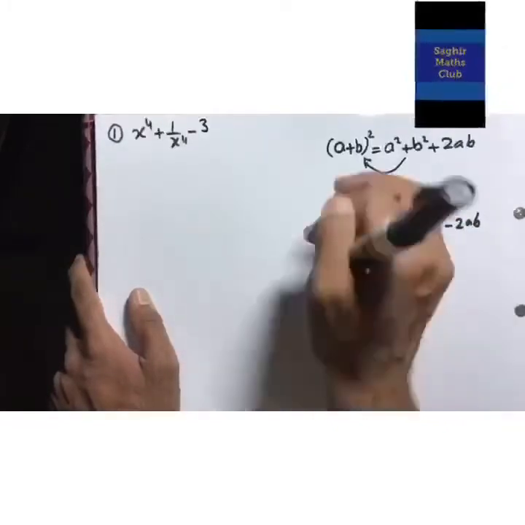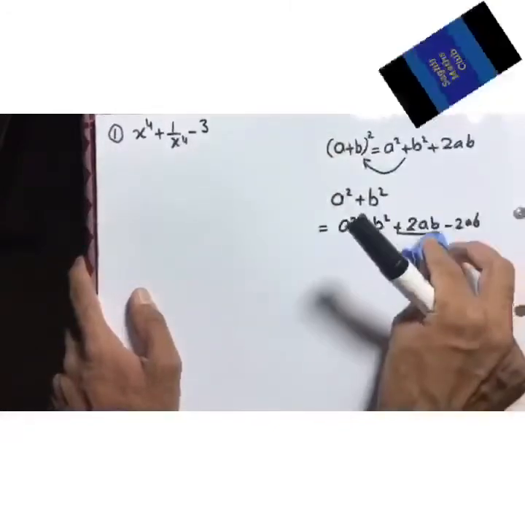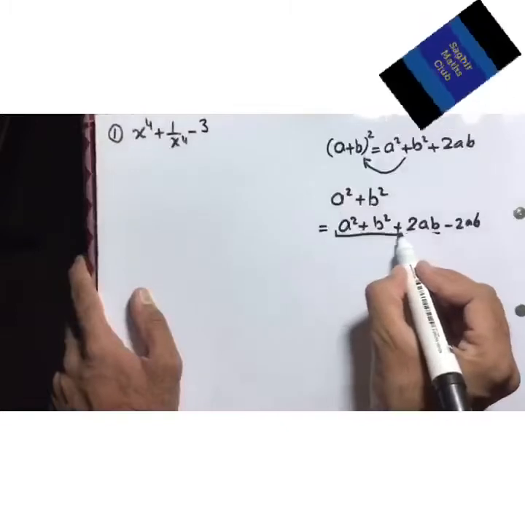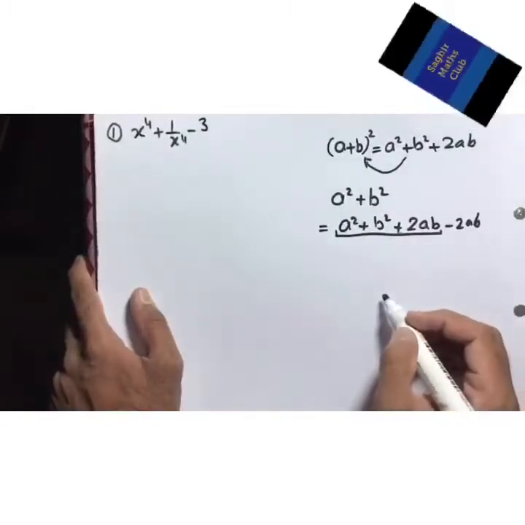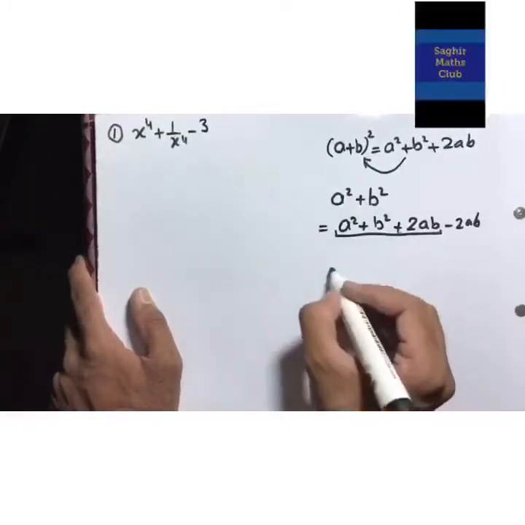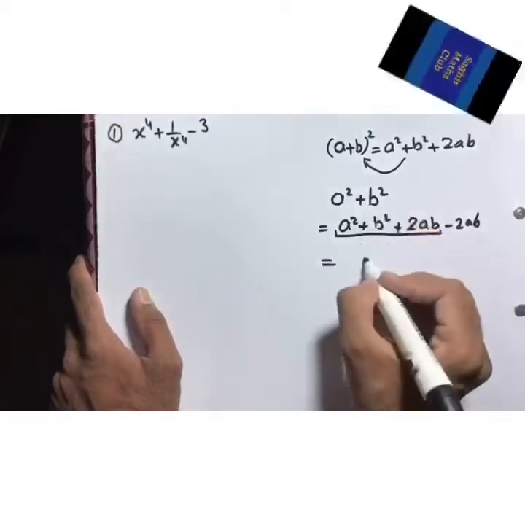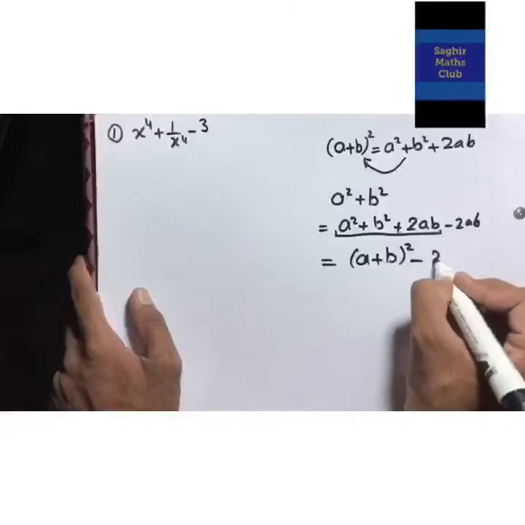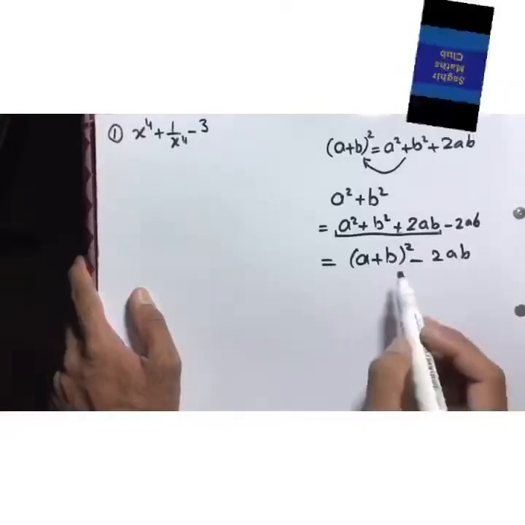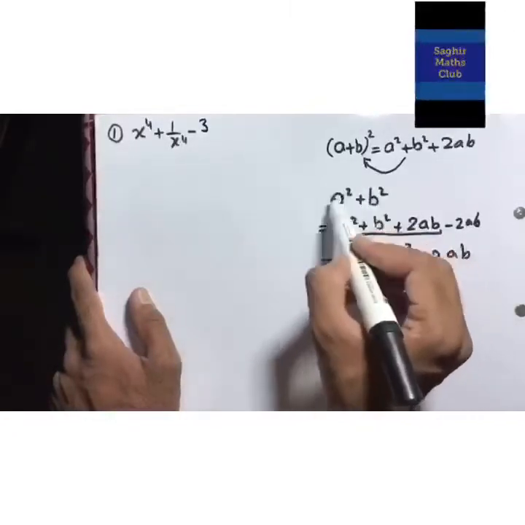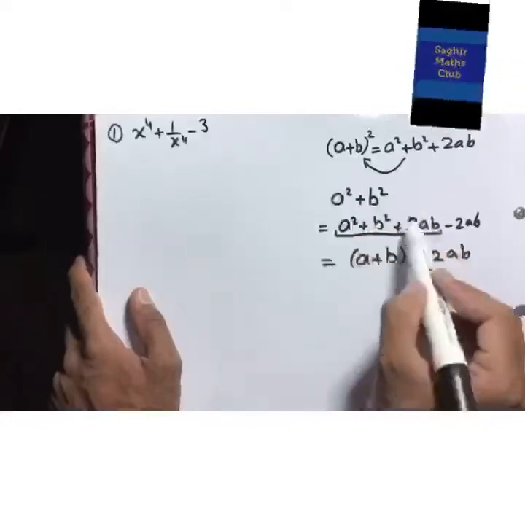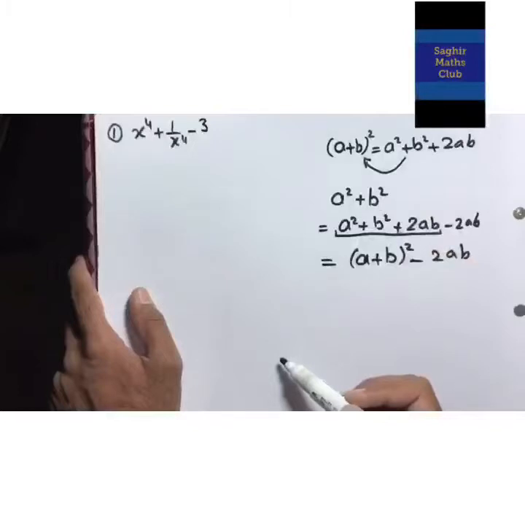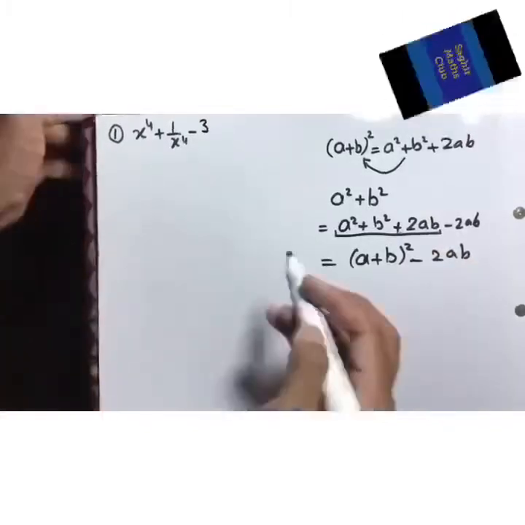Now you can see that here it is becoming the formula of a complete square. So we can write here (a plus b) whole square minus 2ab. So if we are given just a square plus b square, we can solve it by making a situation like this. Now we come to the question.